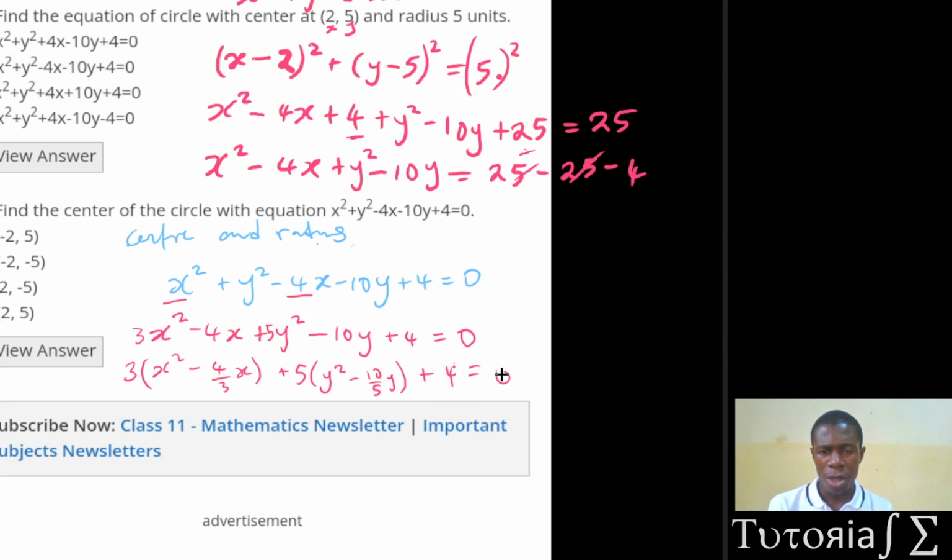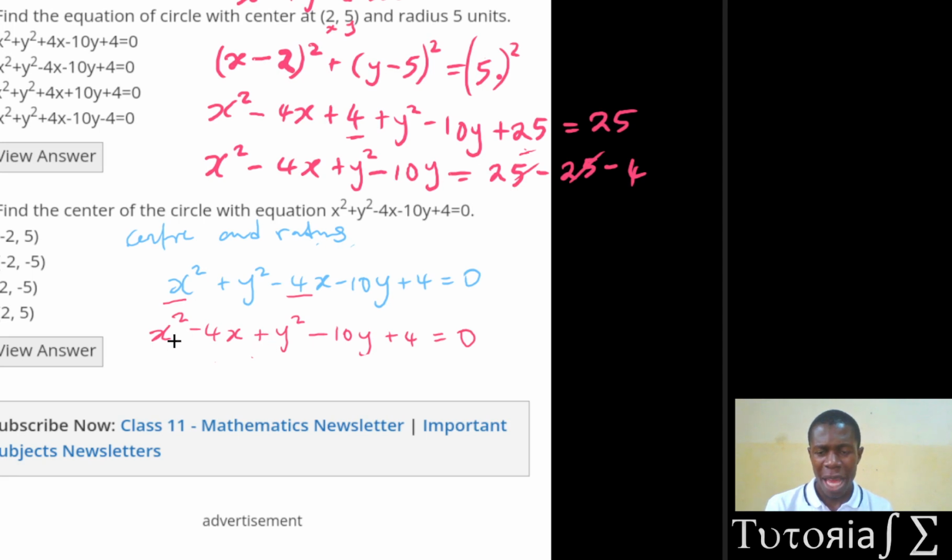Plus 4 equal to 0. So now in this case, lucky for us, there is no number in front of x squared and in front of y squared. So we are just going to go directly. What we're going to do is complete the square for the x part and complete the square for the y part.